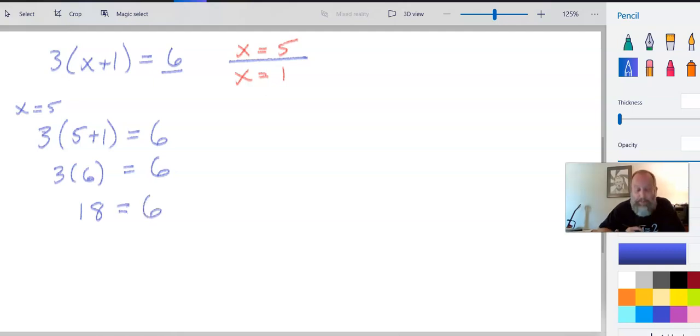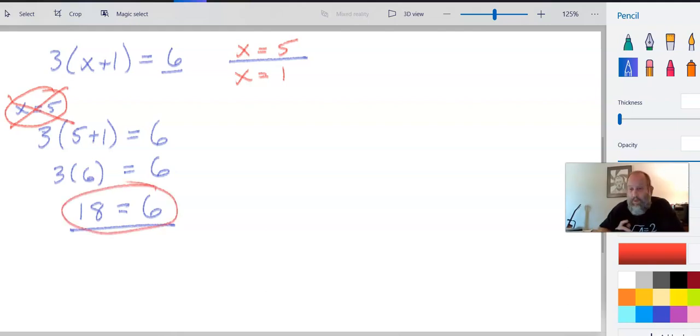And so you notice when I plug in the wrong value, what I get at the bottom is a lie. 18 is not equal to 6, not in any way, shape, or form. So because you got a lie, that means this possible solution is not a solution. It does not work because this is not a true statement. What we want is a value of x that will make it a true statement. So let's try our other possible solution.